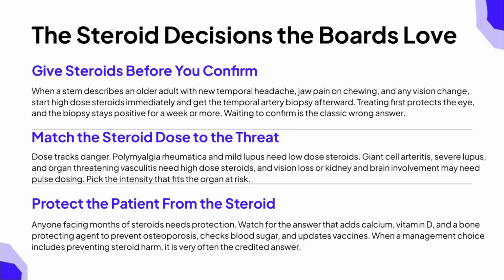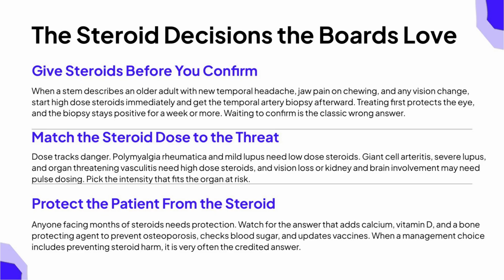Strategy 3 covers the steroid decisions the boards love, and there are 3 you must know cold. First, give steroids before you confirm in giant cell arteritis. When an older adult has a new temporal headache, jaw pain on chewing, and any vision change, start high-dose steroids immediately and get the temporal artery biopsy afterward, because treating first protects the eye, and the biopsy stays positive for a week or more. Second, match the steroid dose to the threat.